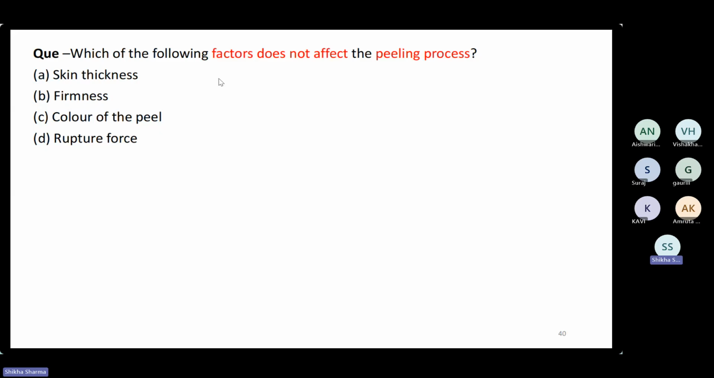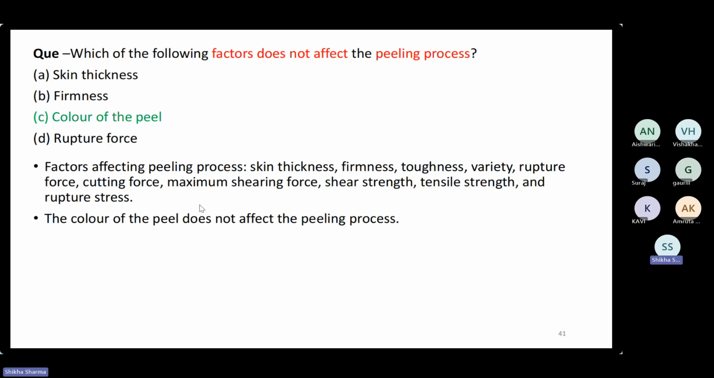Now let's discuss peeling. Which of the following factors does not affect the peeling process? Skin thickness, firmness, color of the peel, rupture force. So we have to answer color of the peel. Let's see. So they both are correct. Color of the peel does not affect the peeling process.